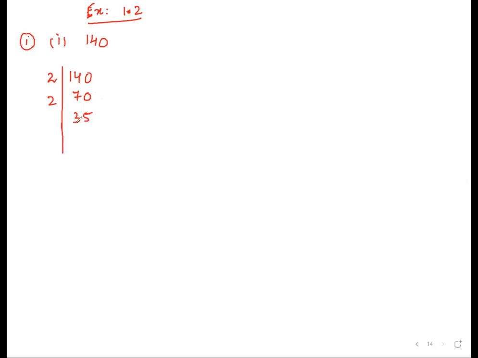Now 35 is not divisible by 2. It's not an even number. So I can try 5. 5 into 7 is 35. Then 7 is a prime number, so it will be divided by itself only. So these are the factors.